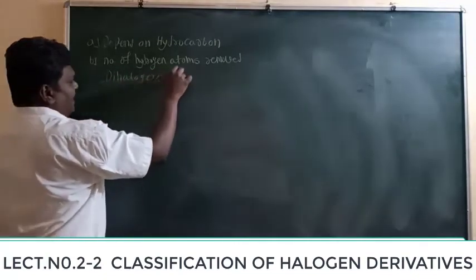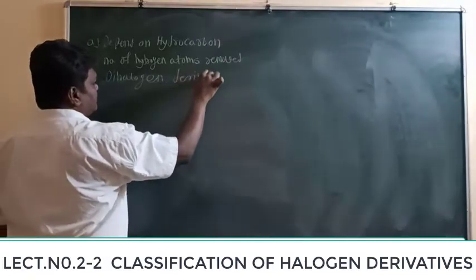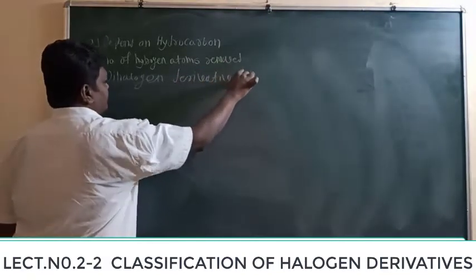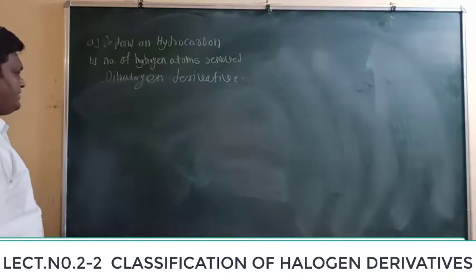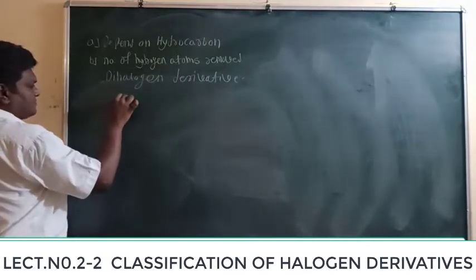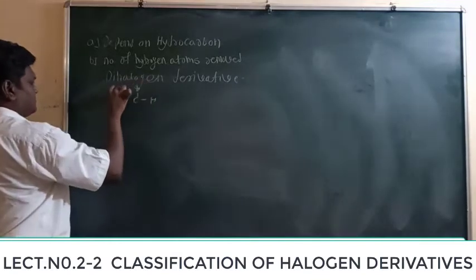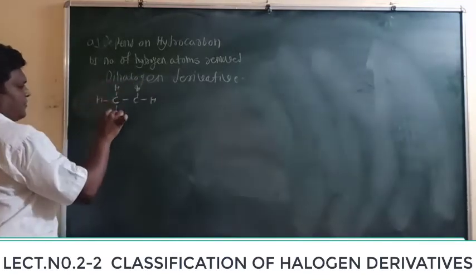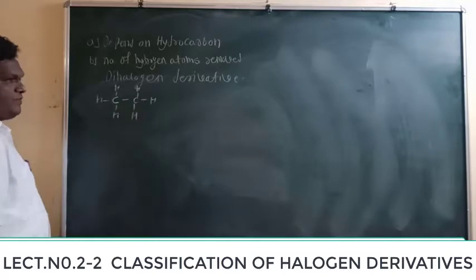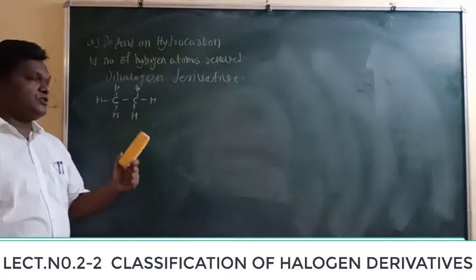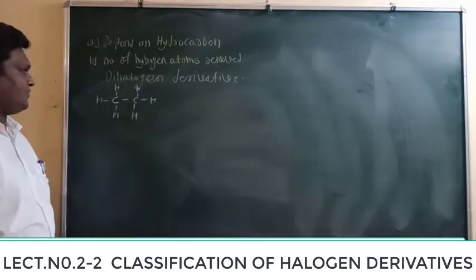Now we'll start with dihalogen derivatives. This compound is called ethane. If you replace two hydrogen atoms of an ethane by two halogen atoms, you will get a dihalogen derivative of ethane.